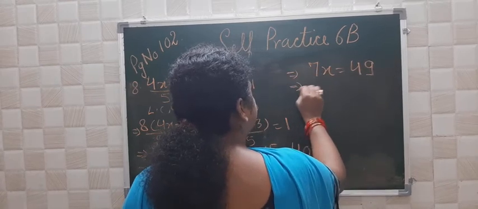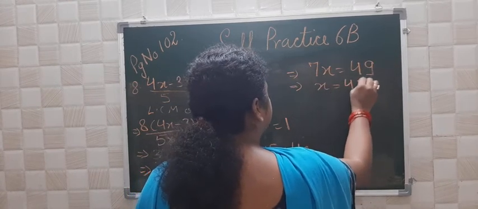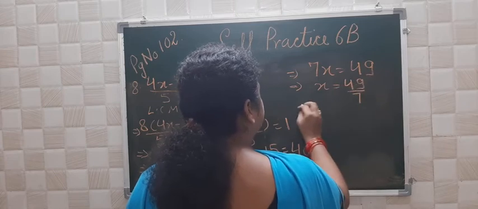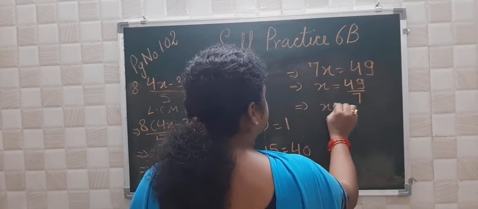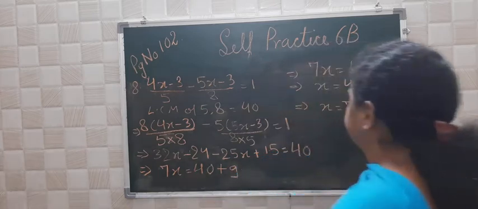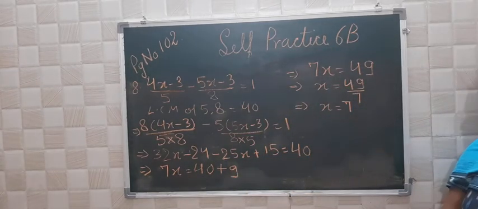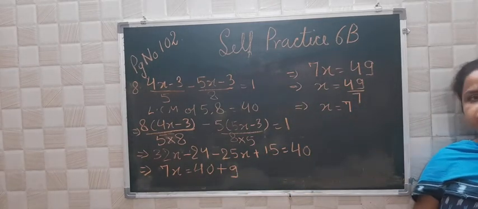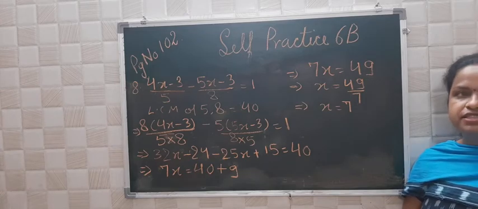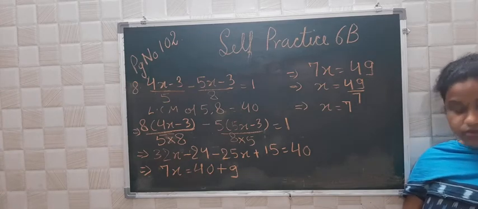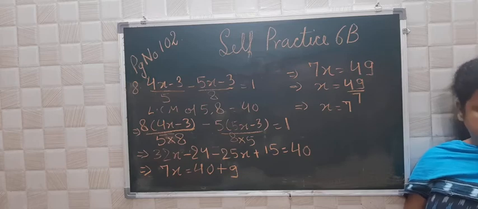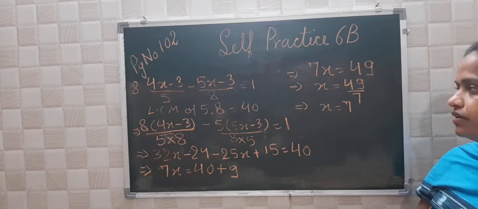So you will have x is equal to 49 upon 7, which is further equal to x is equal to 7. Okay. Please see this question very carefully. I am telling you once more. Don't get confused. Till now you were having very small questions, and now one big question has come in front of you. See it very carefully.